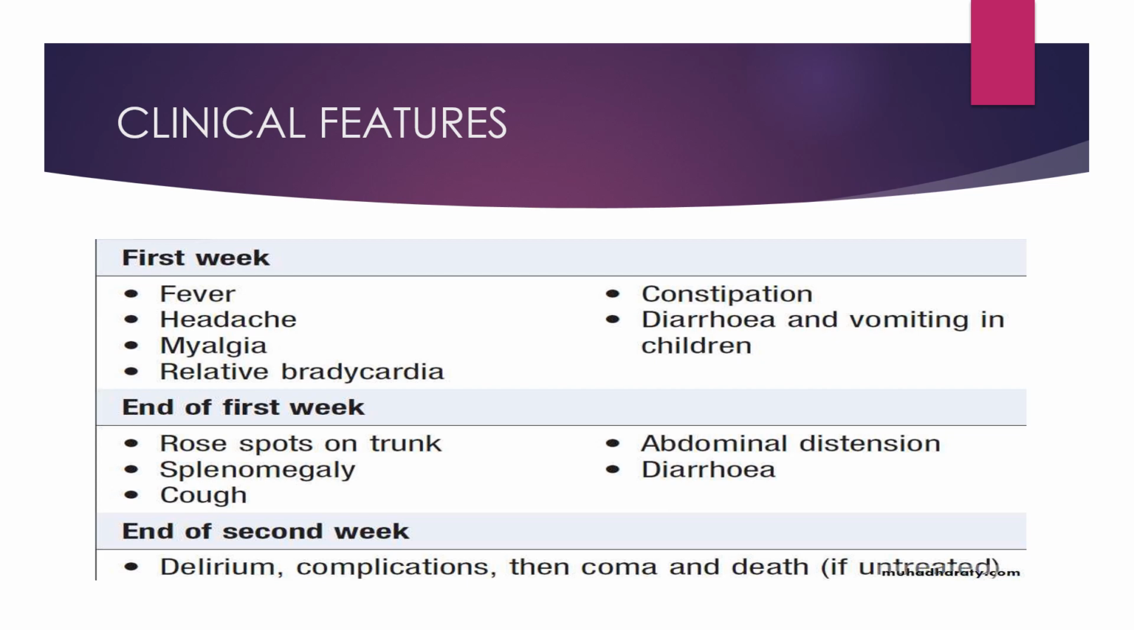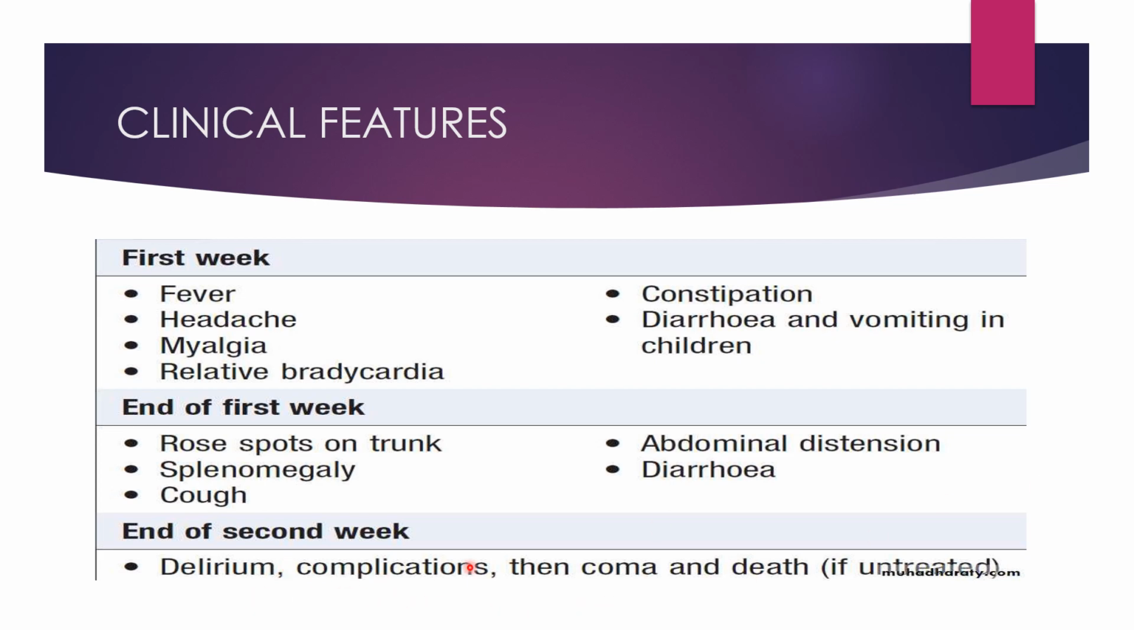And next is the clinical features. The onset of this disease would be gradual. In the first week, you'll see fever, headache, myalgia, relative bradycardia, constipation, and diarrhea and vomiting in children. At the end of the first week, you'll find rose spots on the trunk, which are seldom visible in dark-skinned people, and they fade on pressure. Then we have splenomegaly, cough, abdominal distension, and diarrhea. At the end of the second week, if untreated, it can cause delirium, complications, then coma and death.